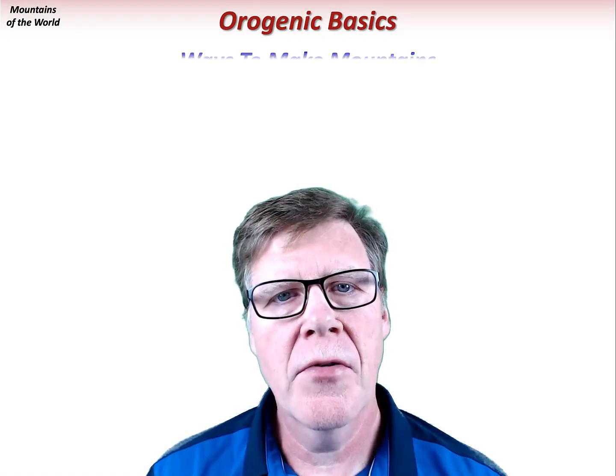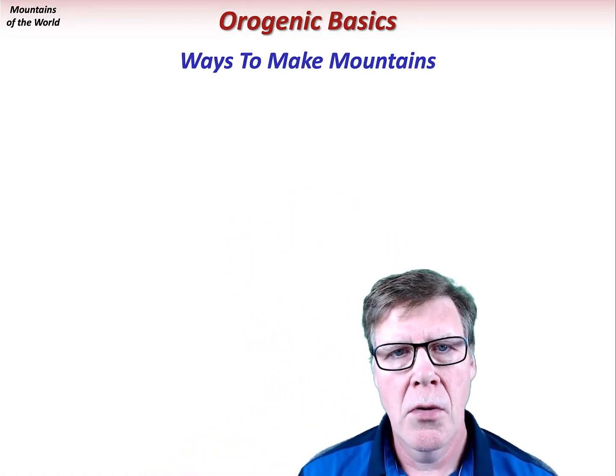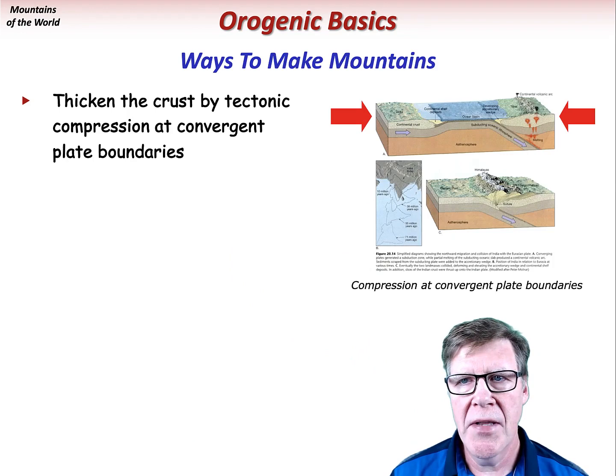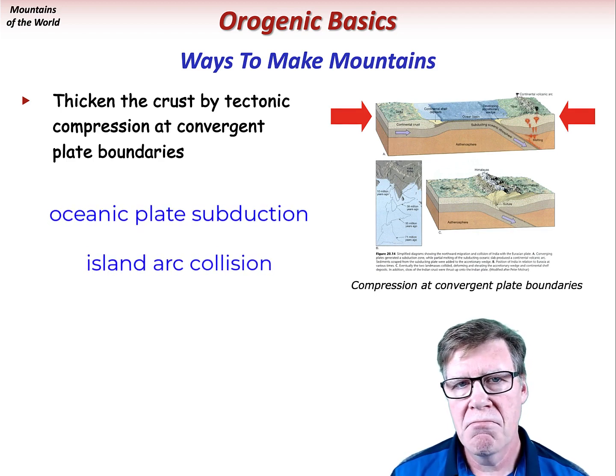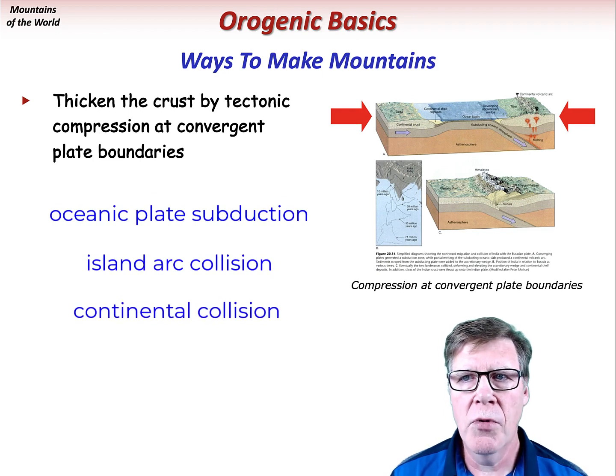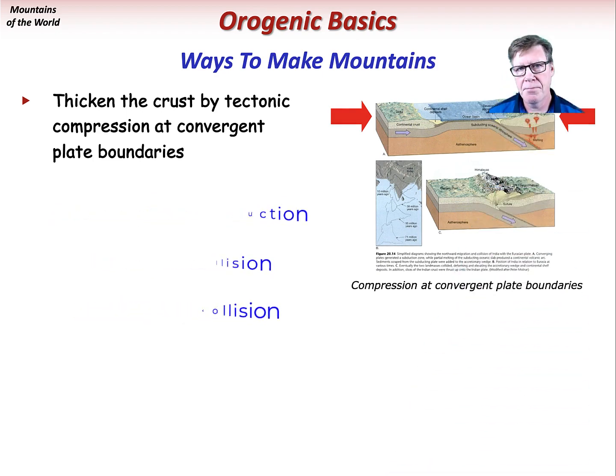There are a few different ways to make mountains. One common way to do it is by thickening the crust with active tectonic compression at convergent plate boundaries. This may involve rapid oceanic plate subduction, island arc collisions, microcontinent, or even full-blown continental collisions.